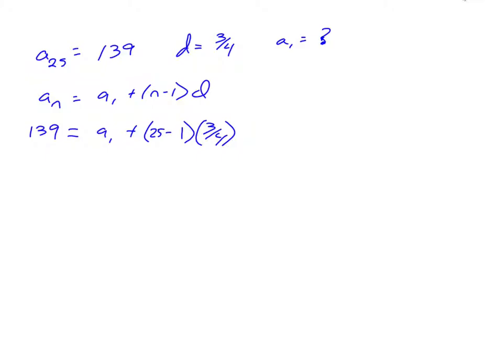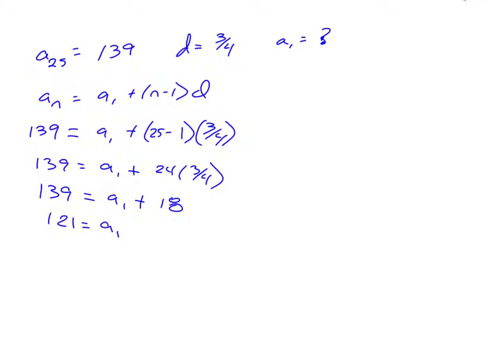Now all I have to do is solve for a sub 1. So this is 24 times 3/4. 6 times 3 is 18, and then I subtract over and I get 121. Is that right? So what is it we found? The first term in the sequence is what we found. Okay.